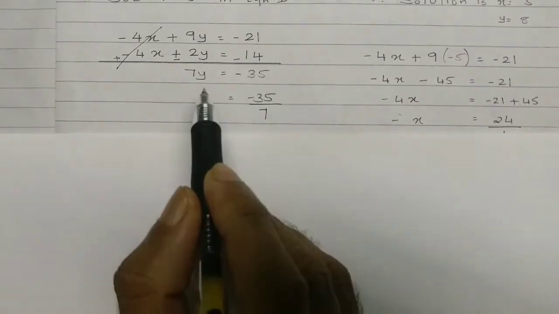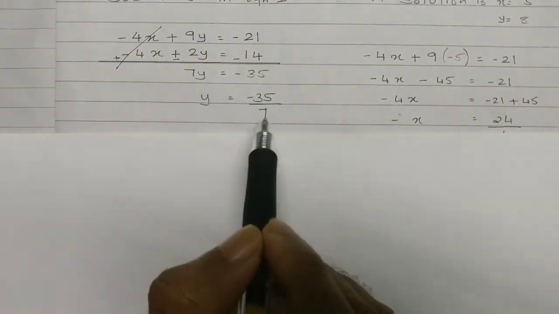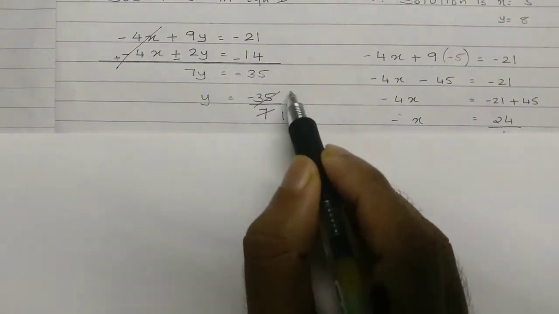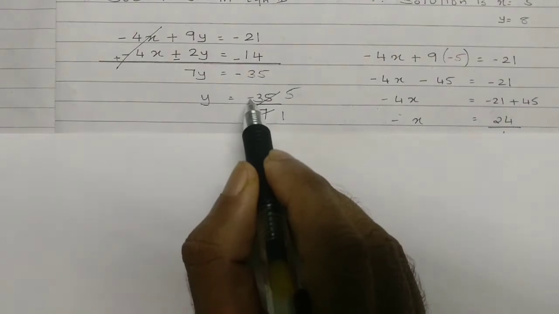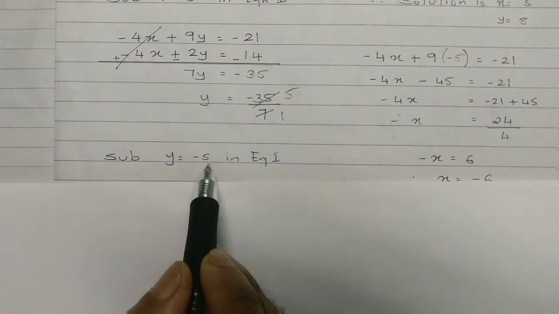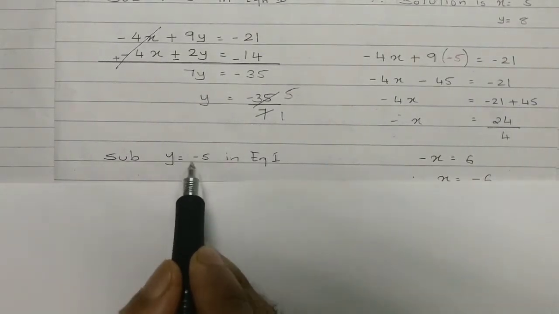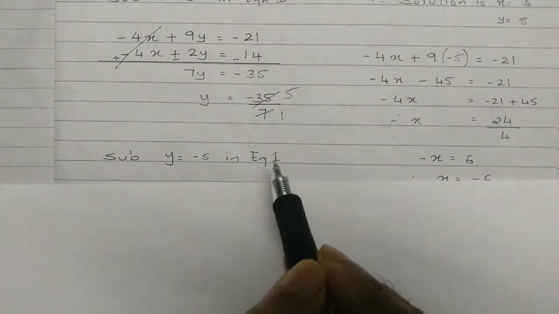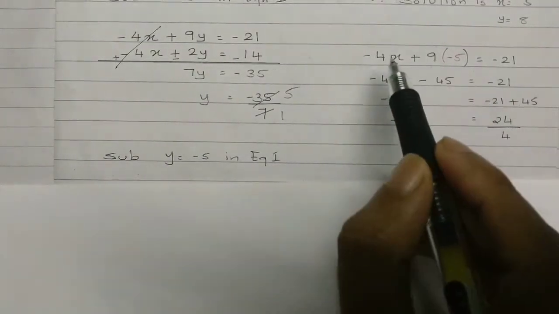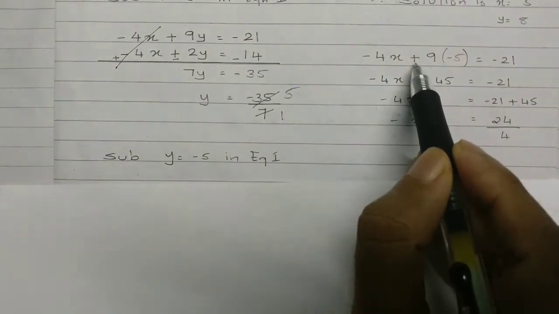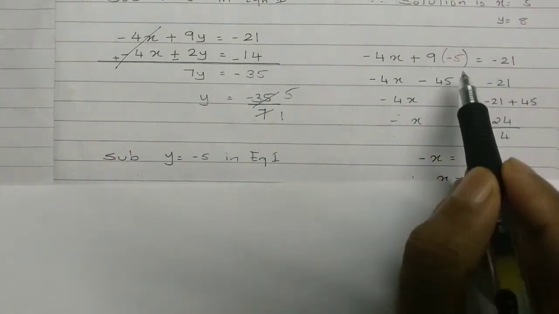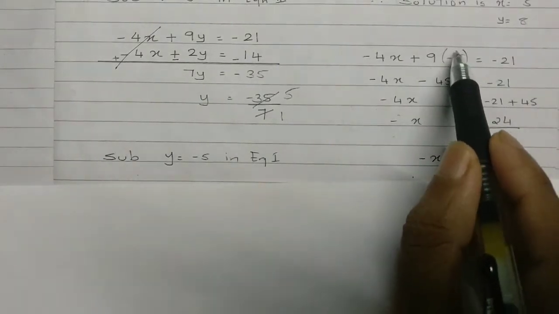After that, 7 goes on the other side and gets divided, and I will get 7 fives are 35, which is with a negative sign. So my y value is minus 5. Now I will substitute y is equal to minus 5 in equation 1. So minus 4x plus 9y is equal to minus 21, and that y is replaced with minus 5.